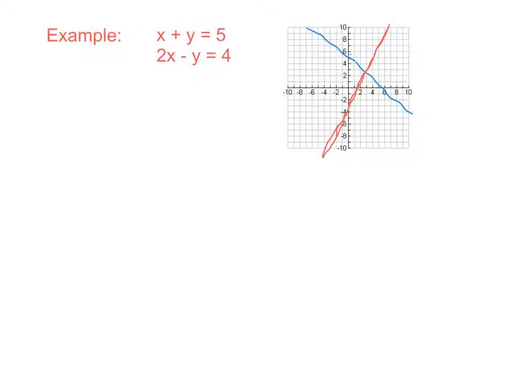So if I graph each of these, x plus y equals 5 is the blue line, and 2x minus y equals 4 is the red line. Notice that they do intersect. This is freehand, so it doesn't give me the exact value, but if we were to do this exactly, we would find that these would intersect at the point (3, 2). So x equals 3, y equals 2 is a solution for both of these equations, or it's the solution of the system of equations. It's where they intersect.